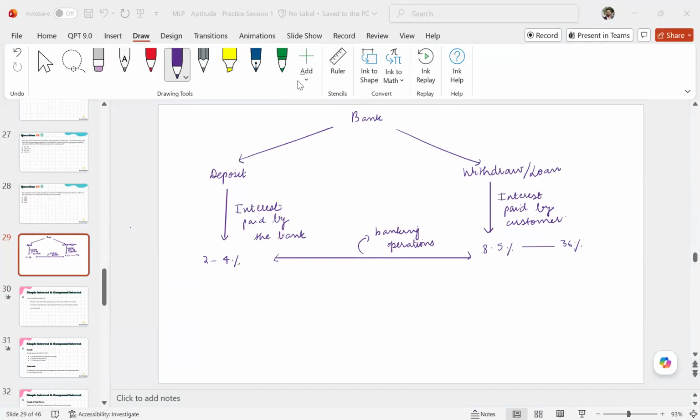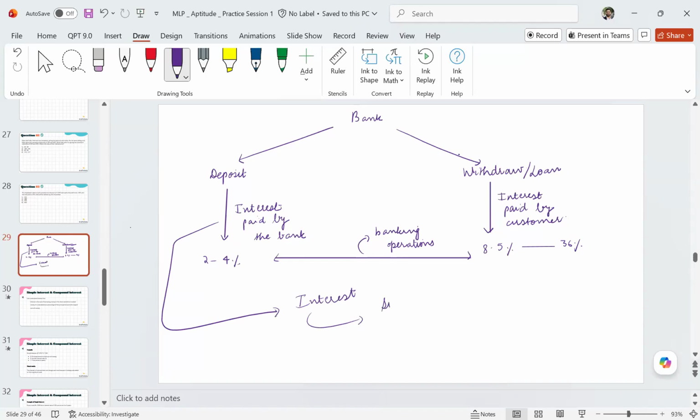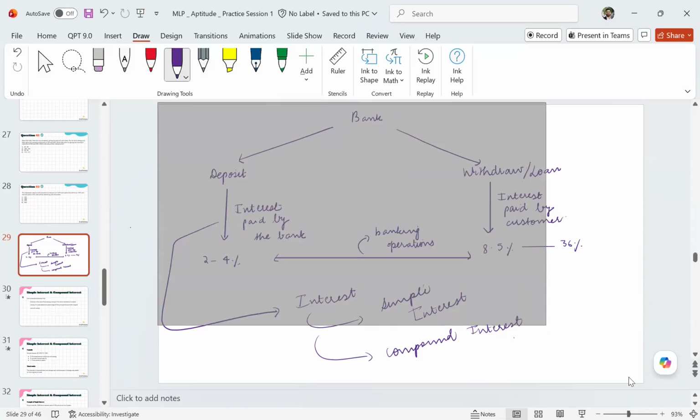Now, what happens is that while this is happening, there are two different ways in which bank could calculate interest. And that is what we want to understand. Now, what are those ways? First is simple interest. And second is compound interest. And now let's go into each one of them a little deeply.